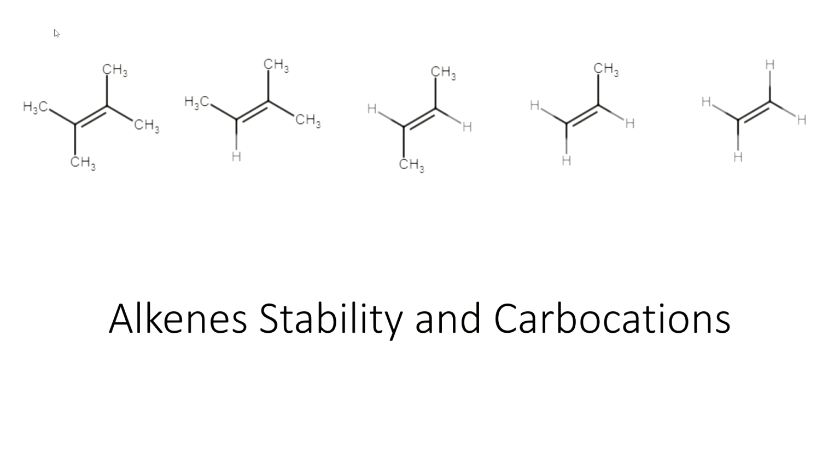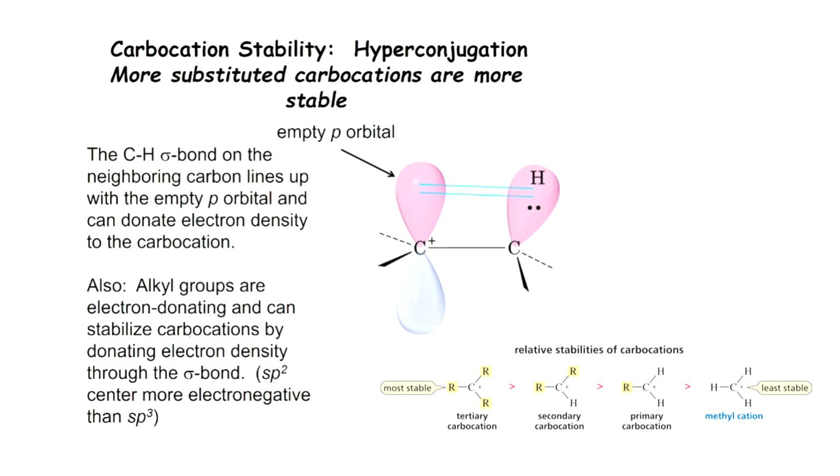Hello friends, so today I'll be talking about alkene stability and carbocations. So if you had to rank these four up here, how would you do so? Which one's the most stable and which one's the least stable? Well, the one that is the most substituted one is the most stable one. And why is that the case? Well, it's because of hyperconjugation.